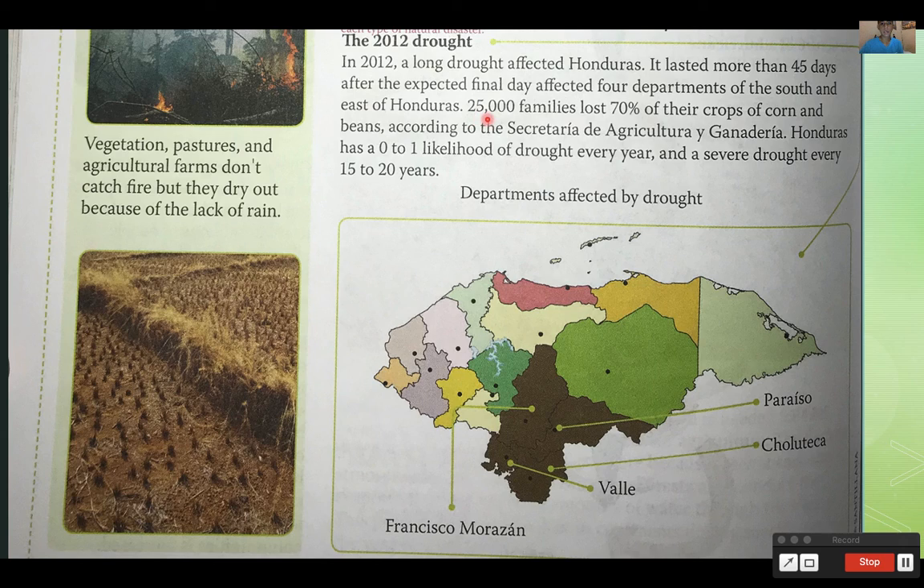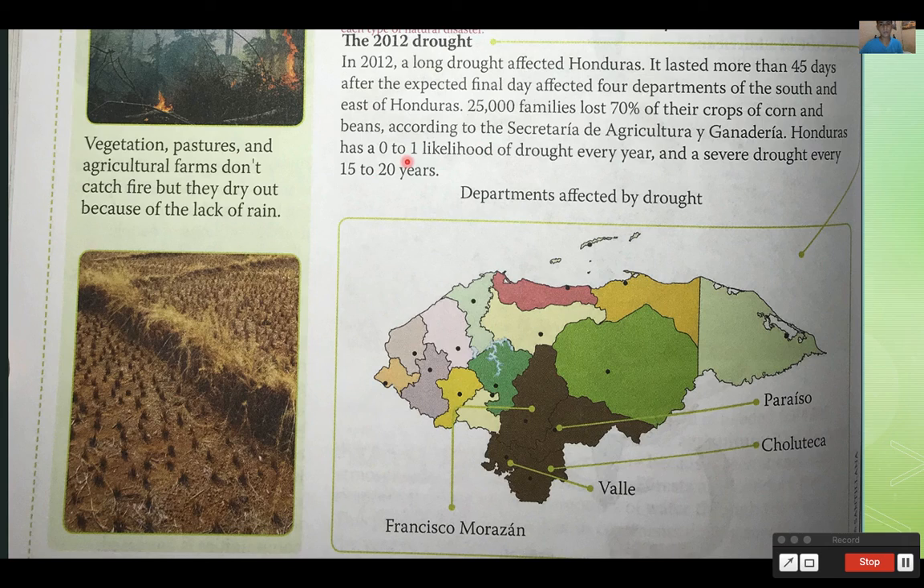Okay? 25,000 families lost 70% of their crops of corn and beans, according to the Secretaría de Agricultura y Ganadería. Miren, más de 25,000 familias perdieron el 70% de sus cosechas de maíz y frijoles, de acuerdo con la Secretaría de Agricultura y Ganadería. Honduras has a 0 to 1% likelihood of drought every year, and a severe drought every 15 to 20 years. Okay?